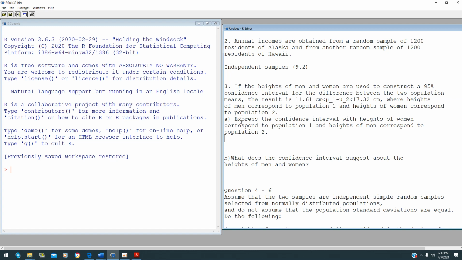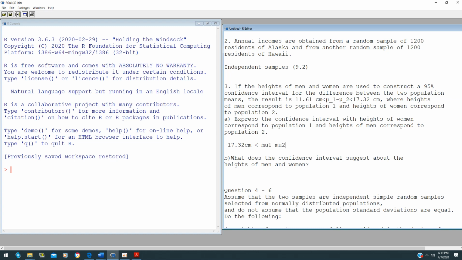Question A is asking, what is the confidence interval if you interchange the populations? That means that population 1 is now going to be women and population 2 is going to be the heights of men. With this interchange, you will notice that the confidence interval given to us here will also be changed. You have to swap these two around, and also the sign will change. So if you swap your population 1 and population 2 around, then you will have a negative 17.32 centimeters. This will be mu1 minus mu2.